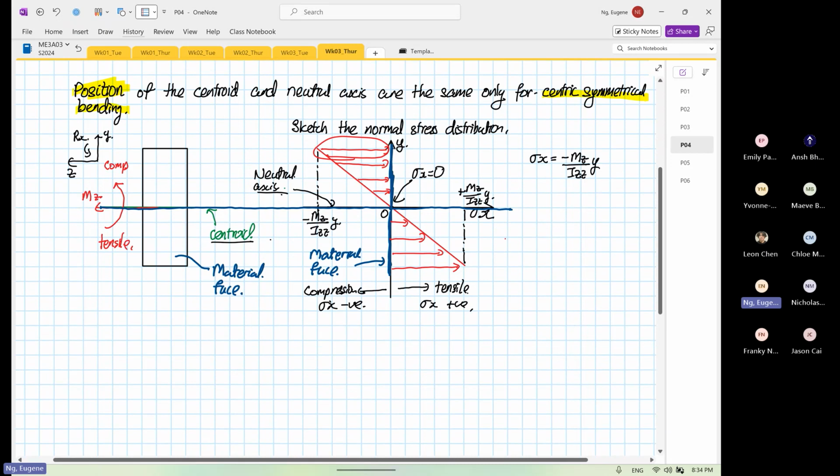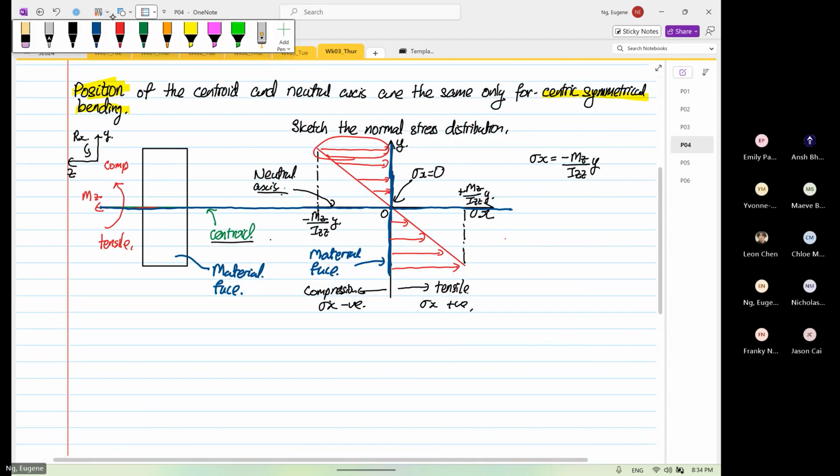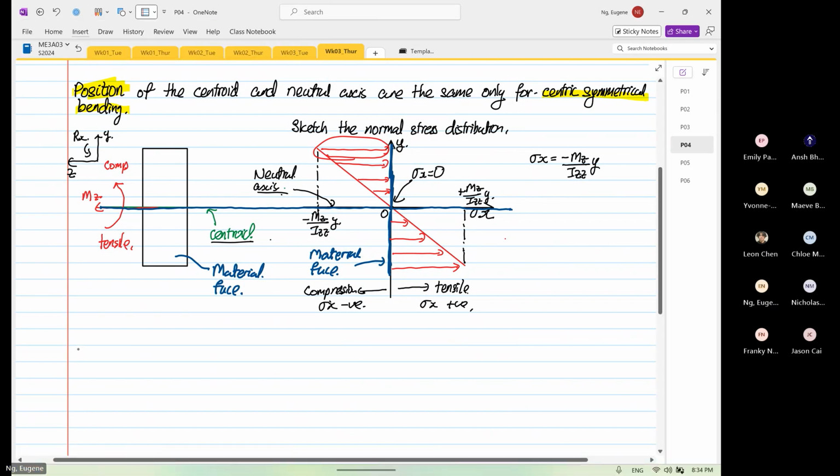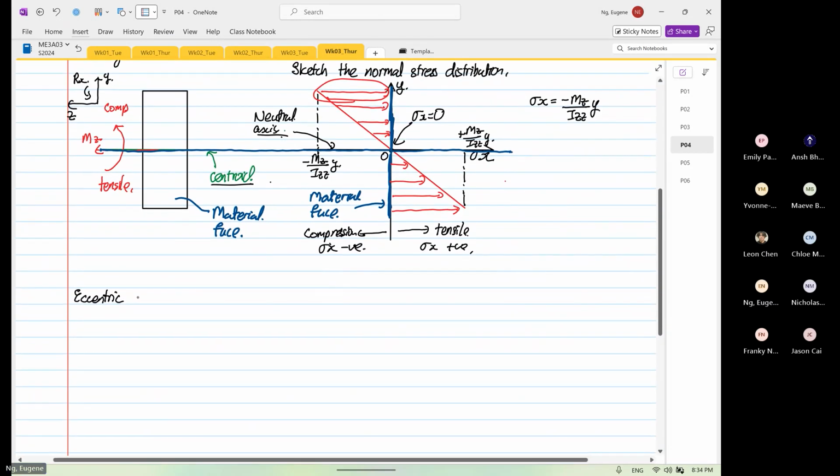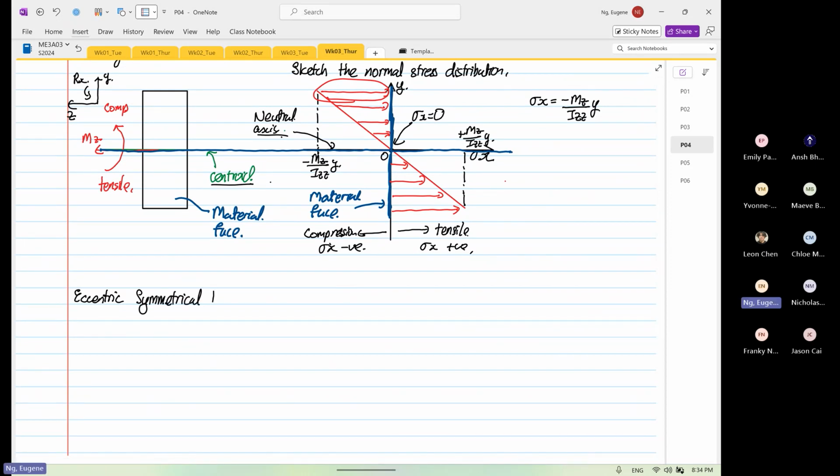Okay. So the next thing that I want to highlight is this. Now, what if our structure is under eccentric symmetrical extending? Okay, I don't want to go into unsymmetrical. Let's look at symmetrical, because it's the only condition where the centroid and the neutral axis are on the same line. The rest will not be on the same line at all. Okay, that's where we have to be crystal clear about this.